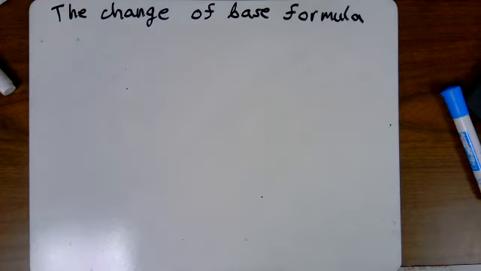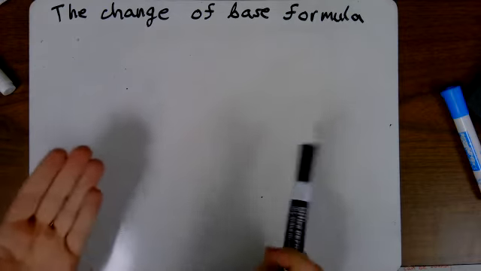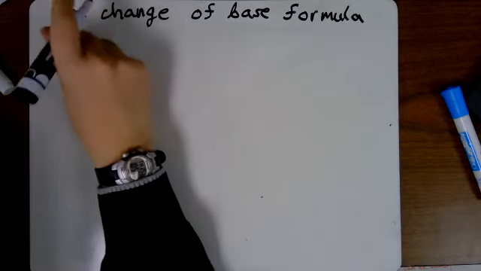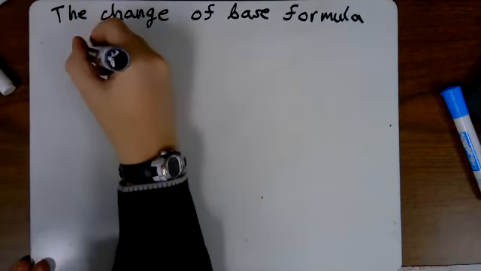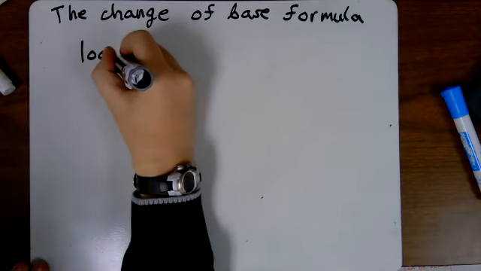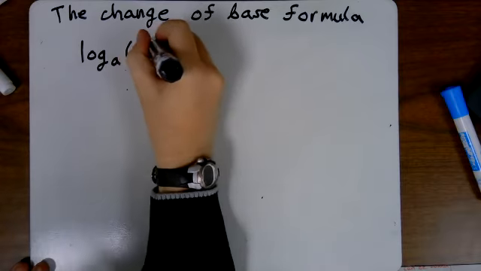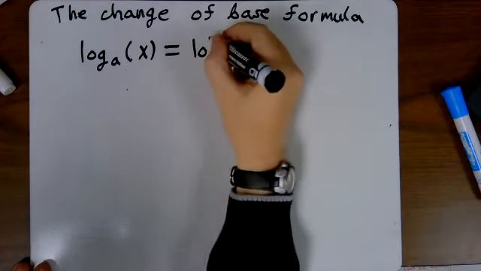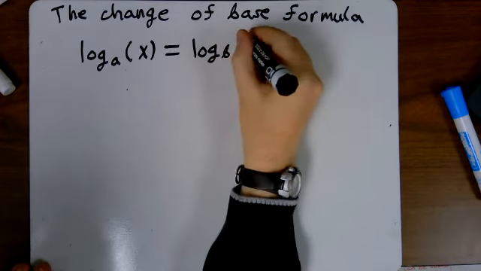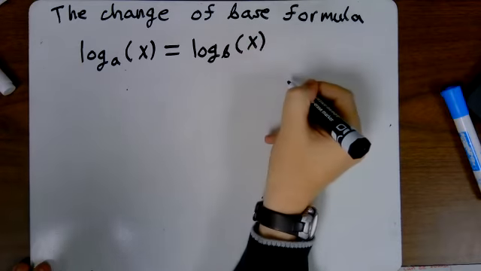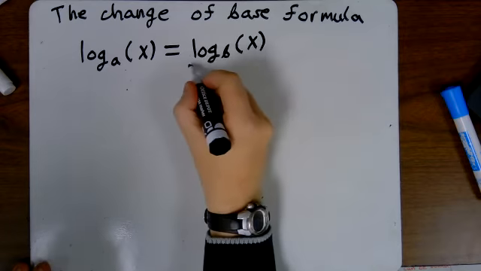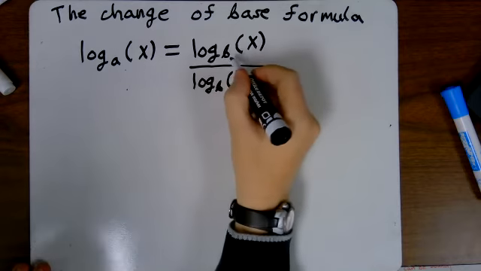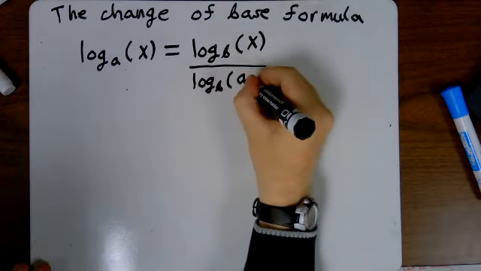The change of base formula is the formula that lets us take a logarithm of one base and change it to a logarithm of a different base. And it's actually really easy. If you have a logarithm of base A of anything, it doesn't matter what it is, and you want to rewrite it as a log of base B, you rewrite it as a log of base B of the same thing. Then we have to divide by the log of base B of A.